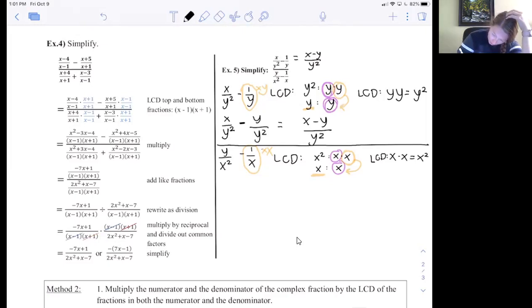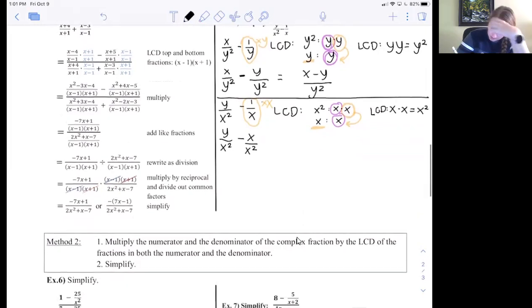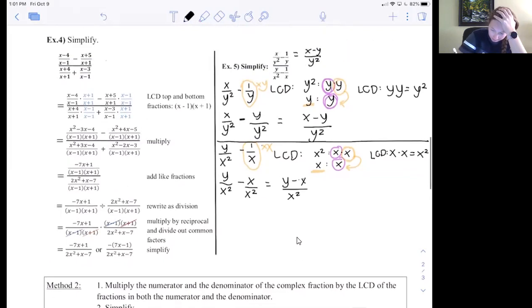So this first term, y, I didn't need to multiply anything by it, so it's going to be y divided by our LCD, which is x squared. And then minus, and then this 1 I had to times by x, so it's going to be x over our LCD, which is x squared. So now I'm going to be left with y minus x over x squared. So that's our bottom.